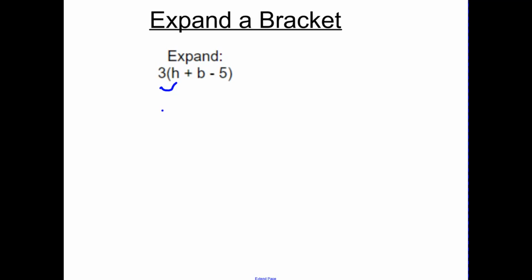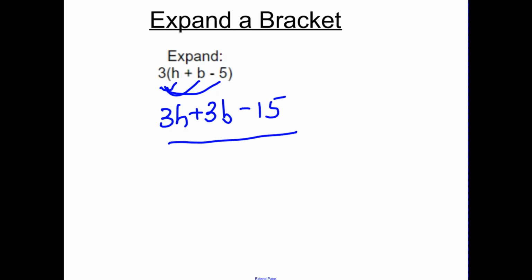3 times h. 3h. 3 times b. 3b. What sign? Well, that's a plus, isn't it? No sign of any negative between them. And then 3 times 5. 3 times 5 is 15. And what's the sign? There's a negative. Pop it in. There we are.